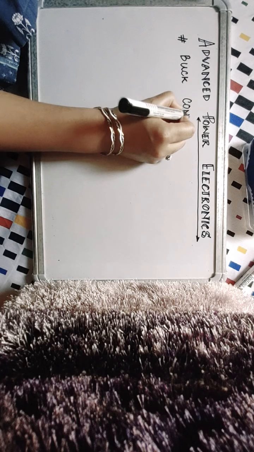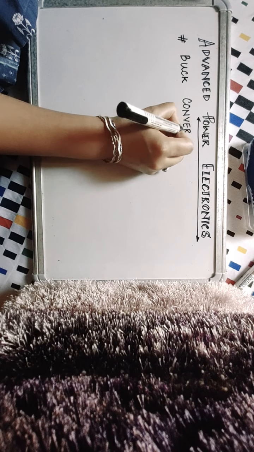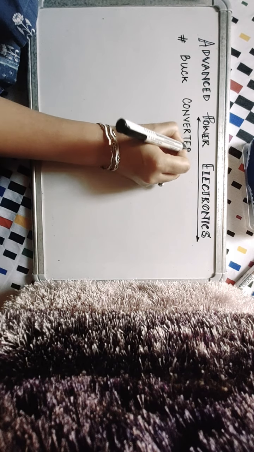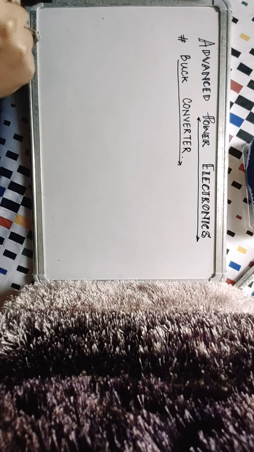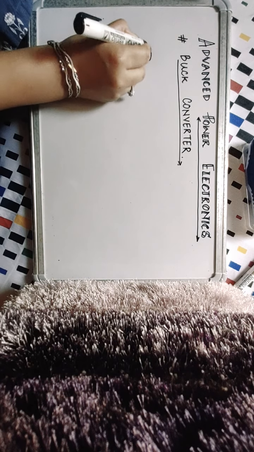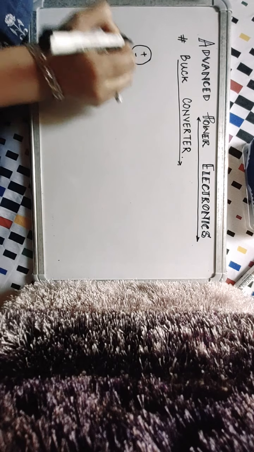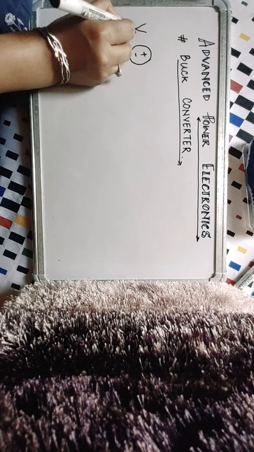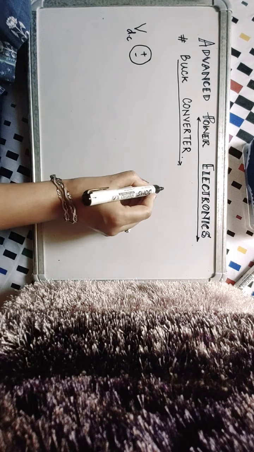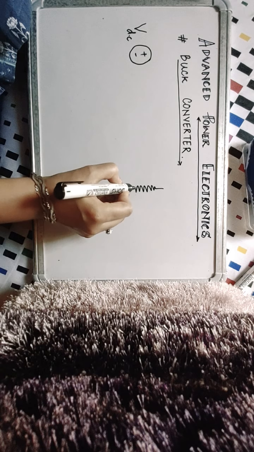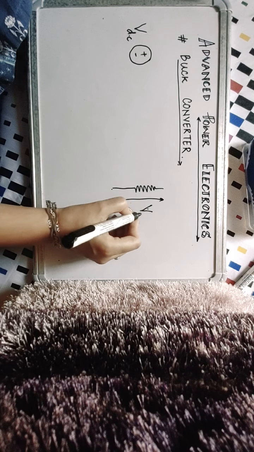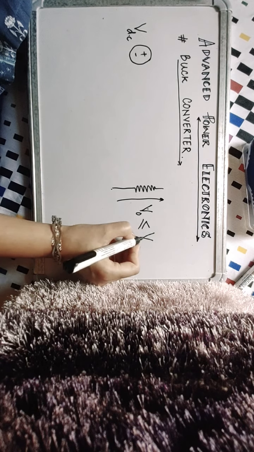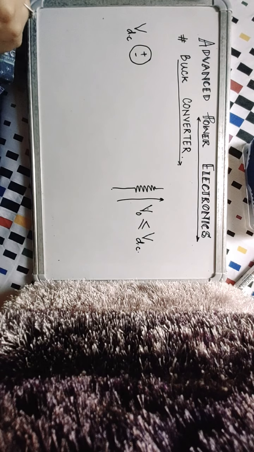I have already shared a lecture with you where I have discussed the basics of the buck converter, but we'll study this converter in slightly more detail today. So you have an input voltage source, say let's call it VDC, and across the load you desire some output, which is a controlled version of the input, which is less than or equal to the input voltage VDC.